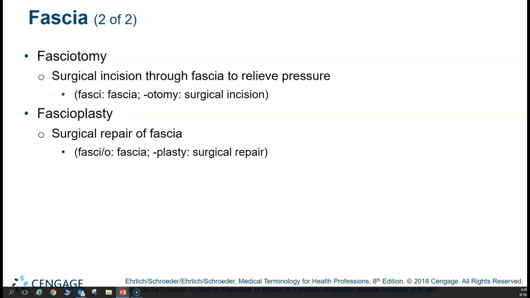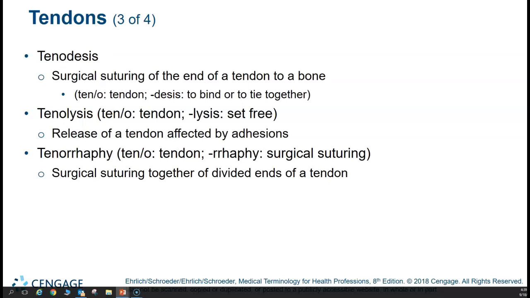Again, some terms. Fasciotomy is an incision into the fascia. Fascioplasty is a surgical repair of the fascia. So again, knowing these suffixes is very, very important to us as we learn how to define these medical terms. Okay, we're hitting the home stretch. So tenodesis is actually the suturing together of the end of a tendon to a bone. Tenorrhaphy is actually going to be the surgical suturing of the divided ends of a tendon.